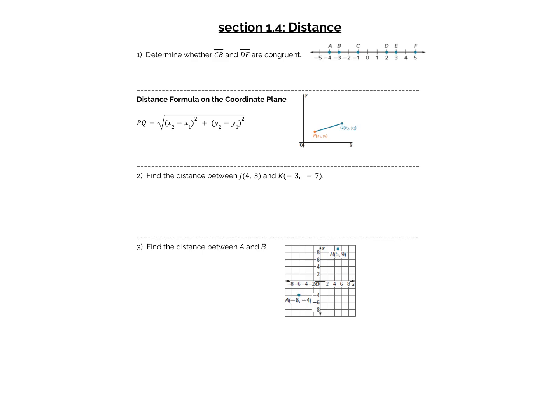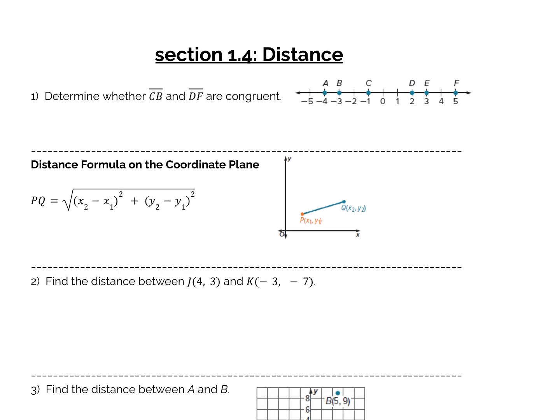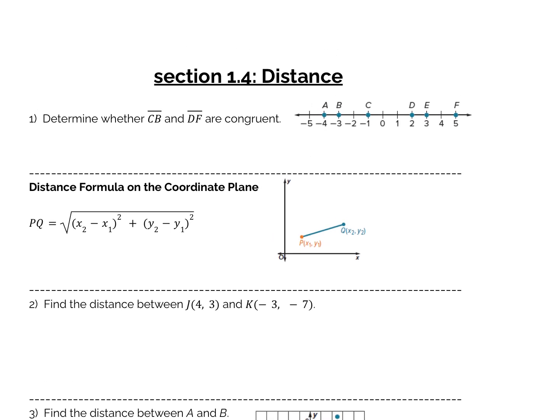Alright, real quick, we're going to take a look at how to find the distance between 2 points, starting with the 2 points that are on the number line. You'll notice here with the first example, we're just asked to determine if these two segments are congruent. Well, can't really tell just by eyeballing. We're trying to see if CB and DF are congruent. Congruent means that the lengths are the same.